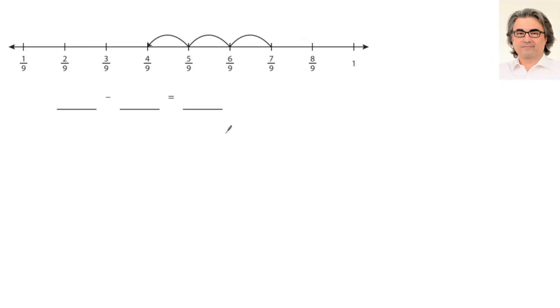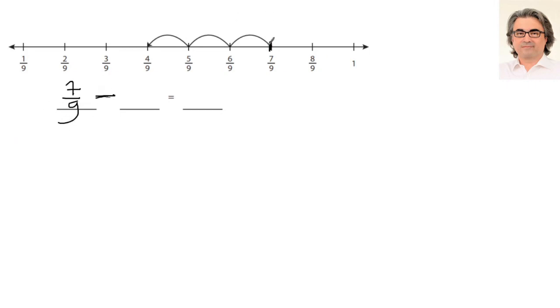There is another number line. Now on this number line there are hops, as you see, 3 hops, 1, 2, 3, starting from 7 over 9. So I should write the numbers here by looking at this operation. This is a subtraction operation, it's very clear. Starting point is 7 over 9. So I should write here 7 over 9. Okay. Minus.